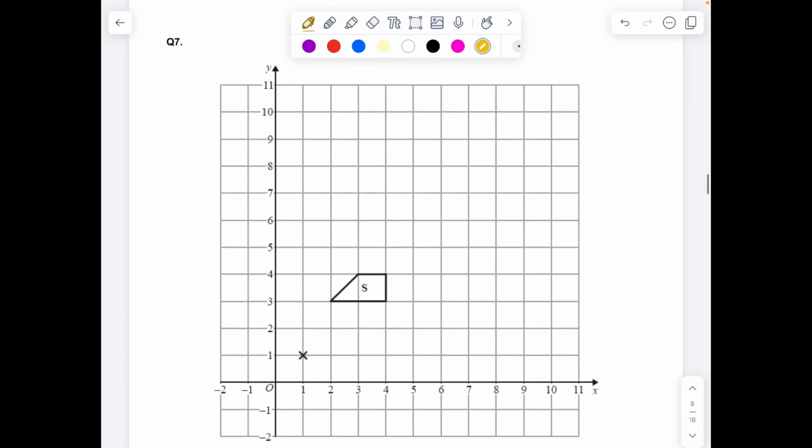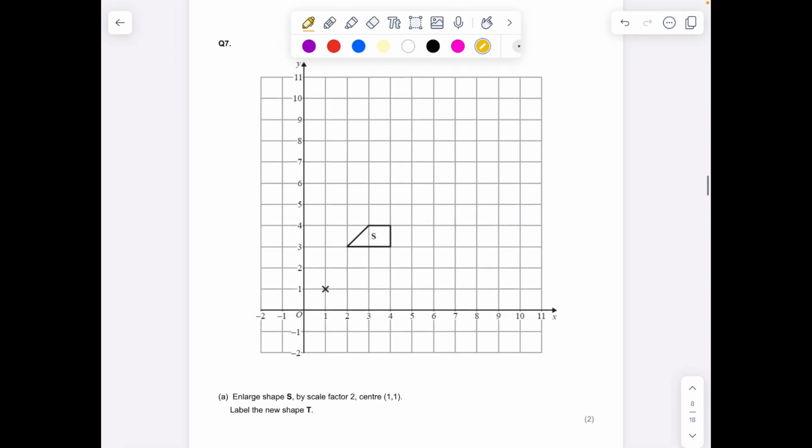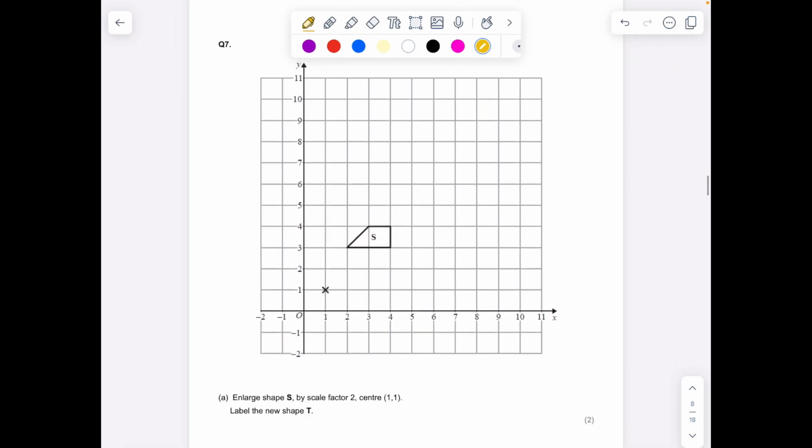Right, so now we're doing an enlargement by scale factor 2. Again, there are different ways to do this. You know that my favourite way is to count squares. So in order for me to go from the centre of enlargement to this corner here, I go across 1, up 2. I'm going to do the journey twice because it's scale factor 2. So I'm going to go across 1, up 2, and this is my new corner here. I could probably draw in the shape now, but I'll do another corner. I'm going to do this corner here.